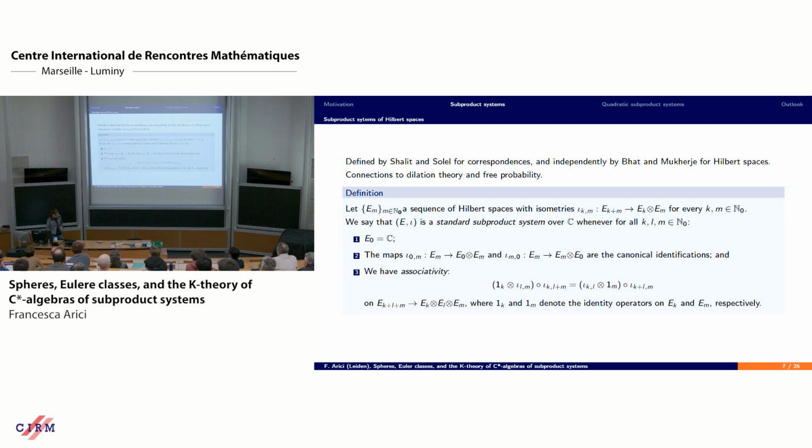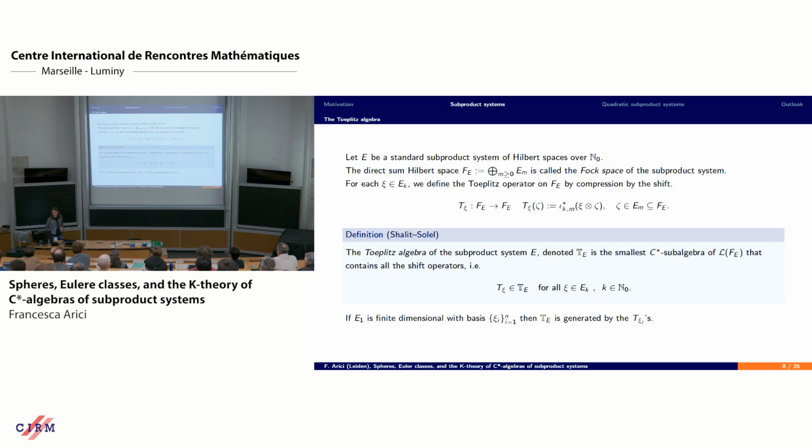Okay, and what can you do with this? Well, you can do what we did before with the symmetric Fock space. You can do a compression of the shift. So you construct first a Hilbert space on which you want to represent your C-star algebra, the Toeplitz algebra it will be. And this is just the direct sum of all the Hilbert spaces given in your subproduct system. And then you define the Toeplitz operators by compression.